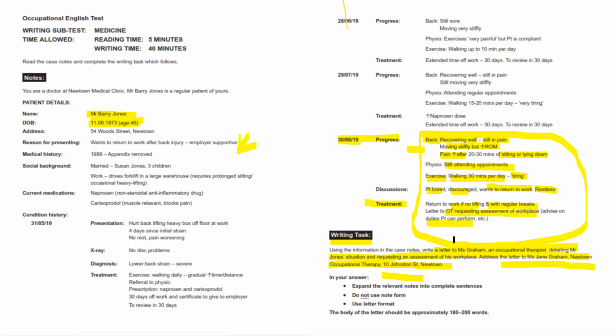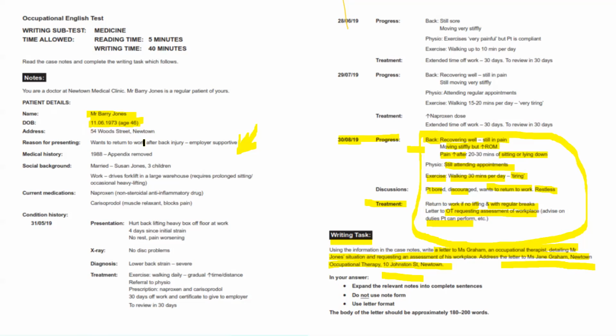Okay, so by this information, we know that the patient is still in pain, but recovering, and wants to go back to his work. And we advised him not to lift heavy products, and we need to refer to occupational therapy for assessment of workplace and the duties he can perform. So let's start selecting the relevant case notes from here.